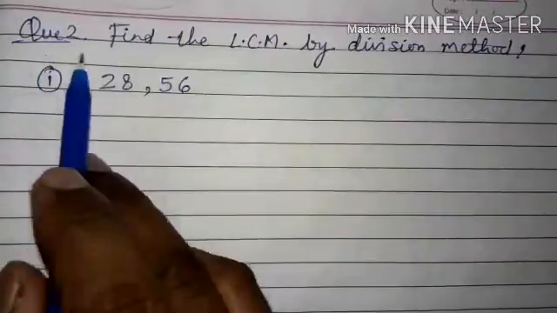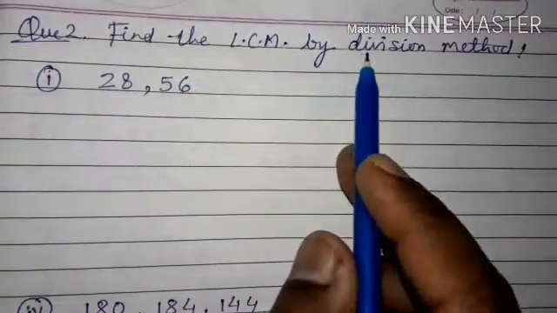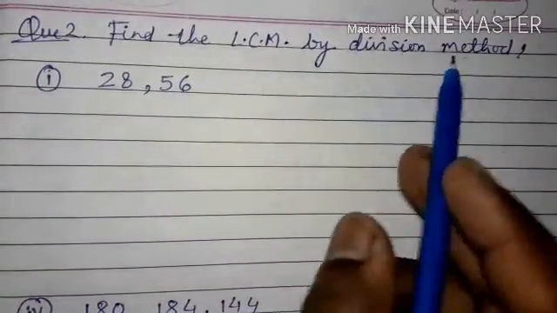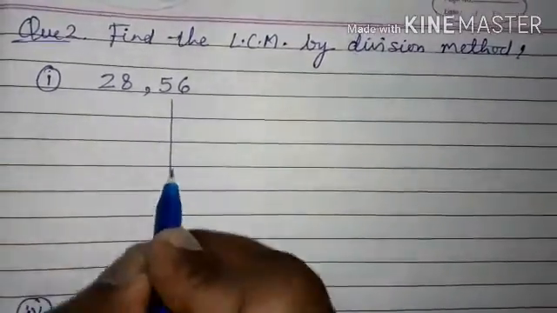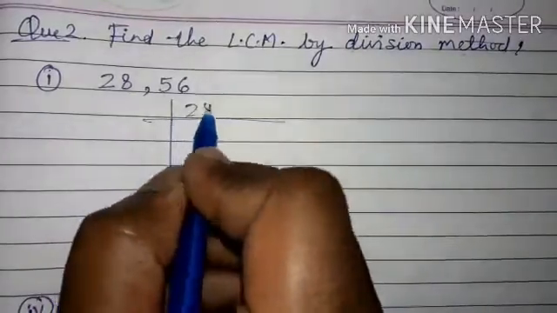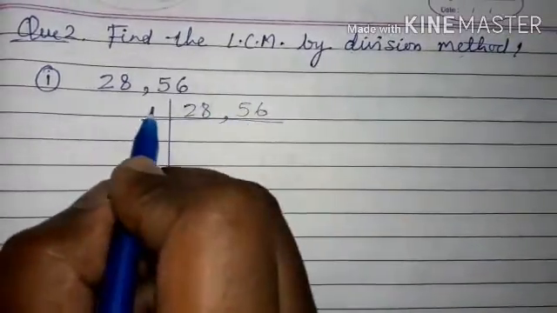Now question number second, find the LCM by division method. Now this is the division method. Question number first is 28 and 56. So in the division method we have to divide these both numbers together. So it will divide by 2.